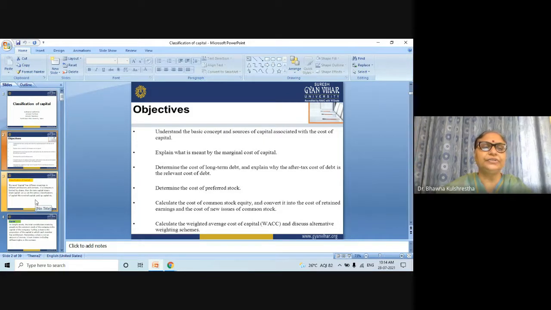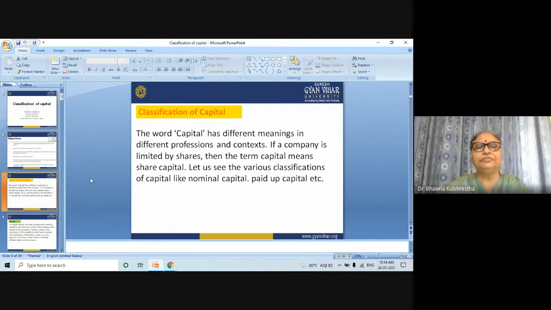And the next is the introduction of this topic, classification of capital. The word capital has different meanings in different professions and contexts. If a company is limited by shares, then the term capital means share capital. Let us see the various classifications of capital like nominal capital, paid up capital, etc.